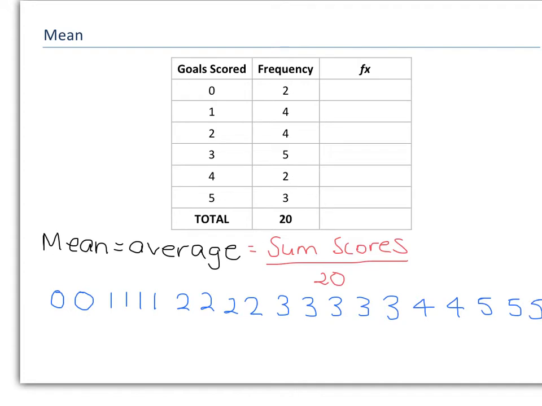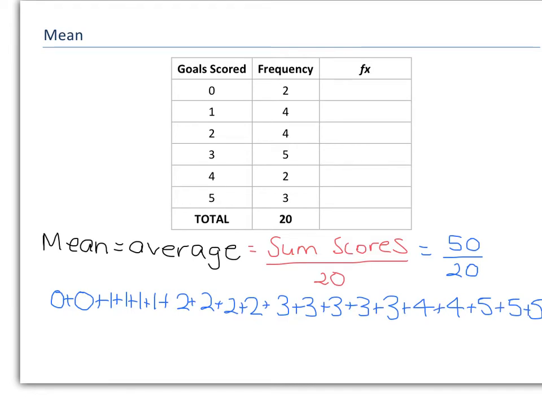And if I start to add all of those together, I'd have 0 plus 0 plus 1 plus 1, and so on. Adding everything together gives me a total of 50. And so now I know the sum of all my scores. And to find the average, I divide that number by 20. But this is a pretty slow way of doing it.